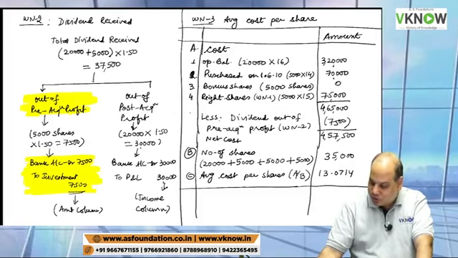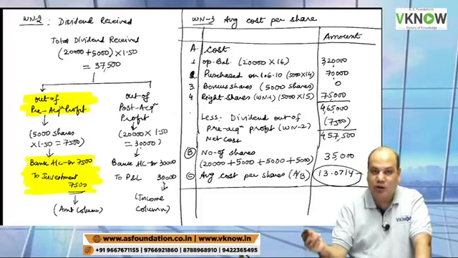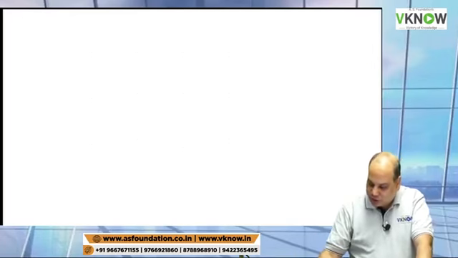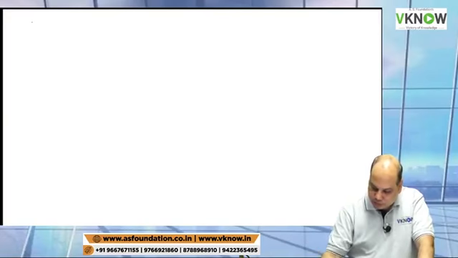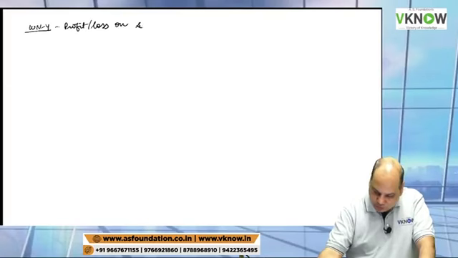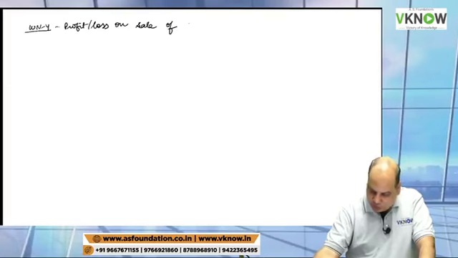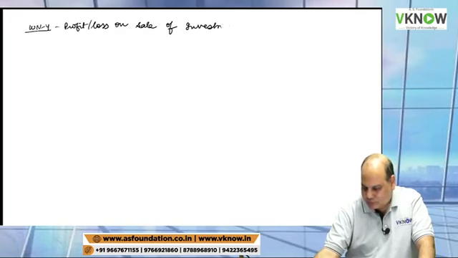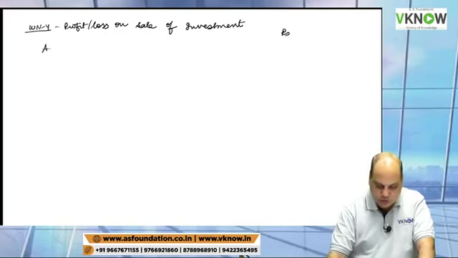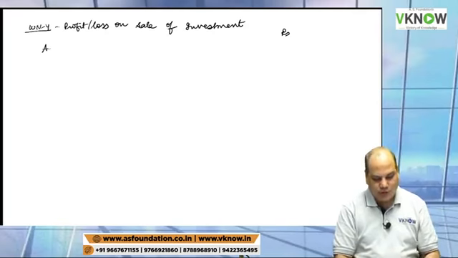Now this working note will help me in the next two working notes. So working note 3 is done. Working note 4: profit or loss on sale of investment.